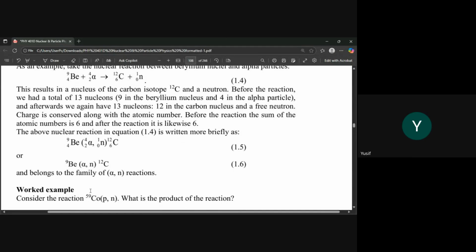Sir, if you write the beta plus itself, won't that be sufficient? It will be sufficient.